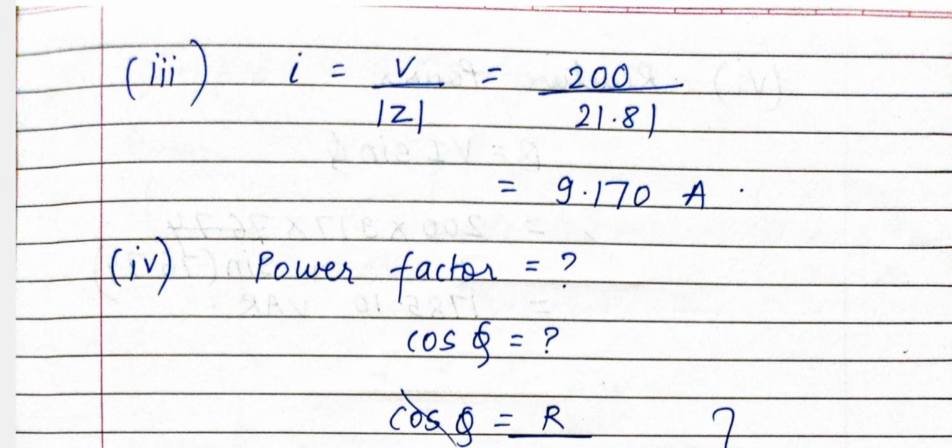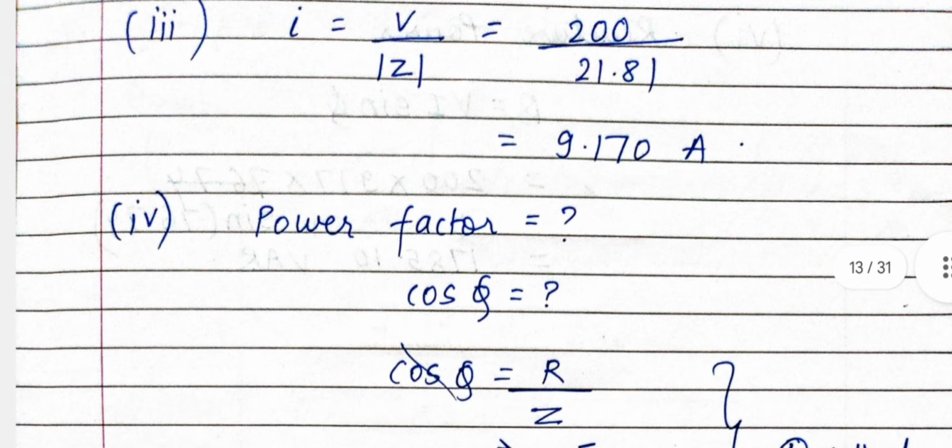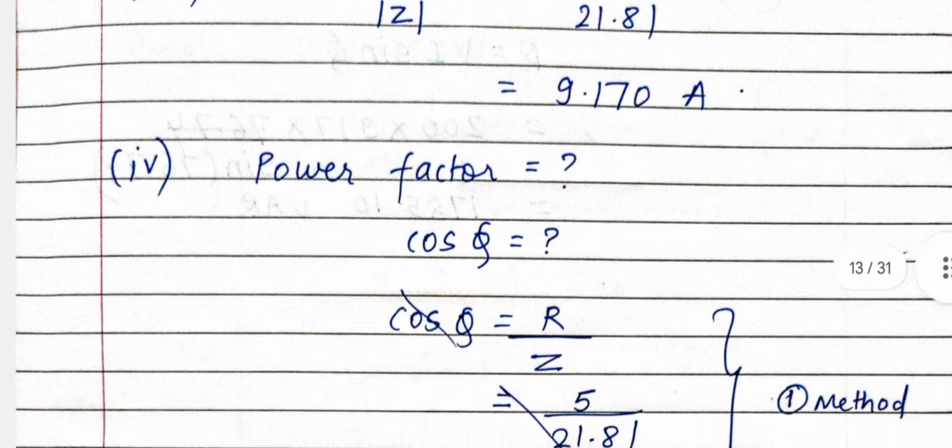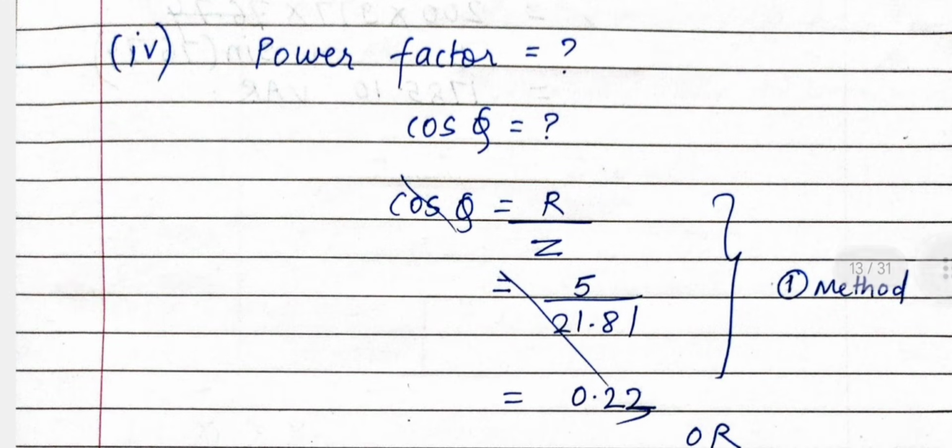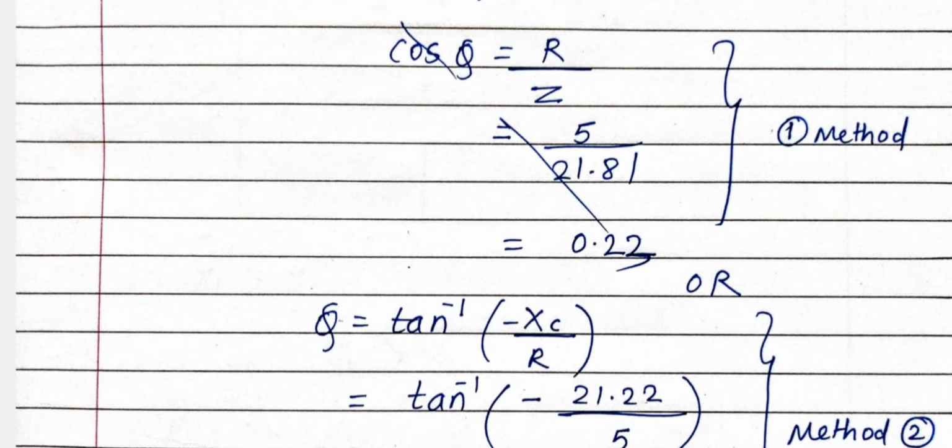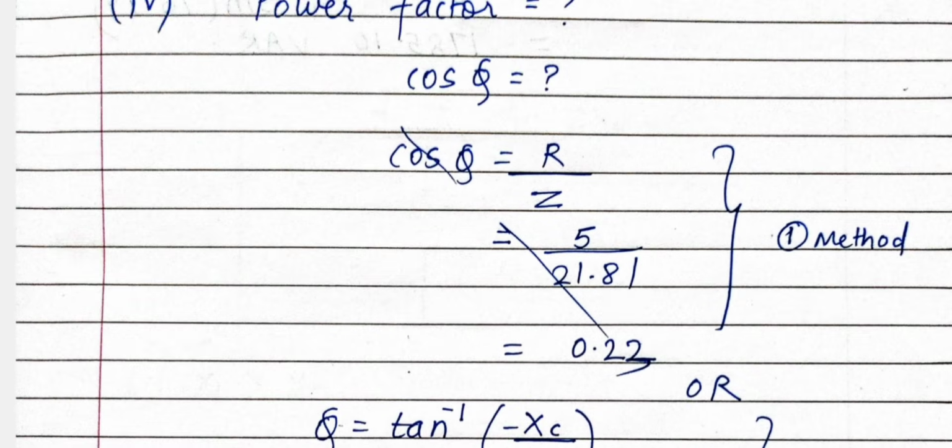So this will become your formula now, and by just substituting the values you will get 9.170 ampere. Then you have to remove cos phi. What is cos phi? It is the power factor. See, I have written the first method and second method. This method is correct, don't refer to it as wrong.